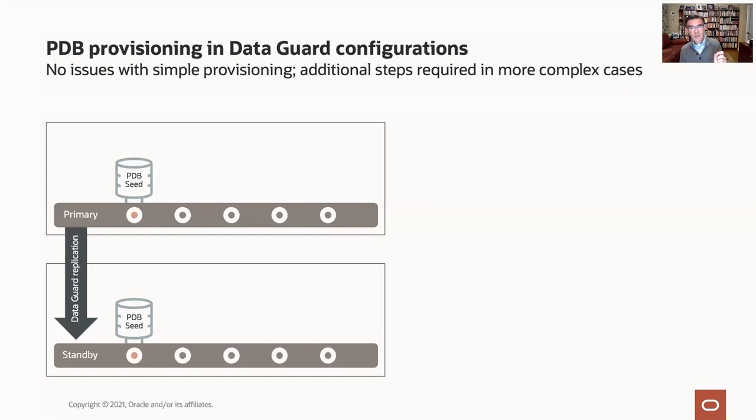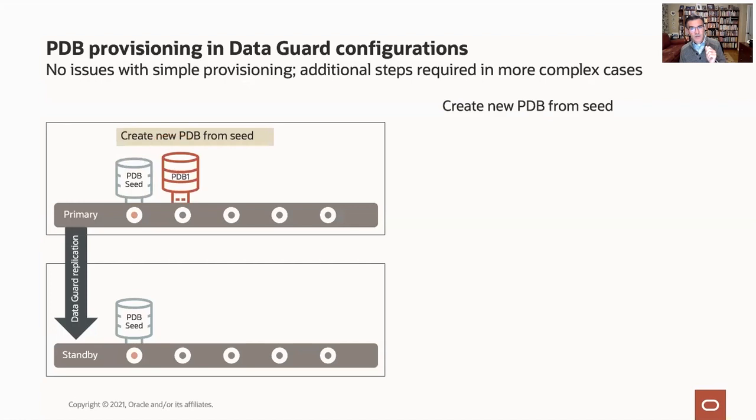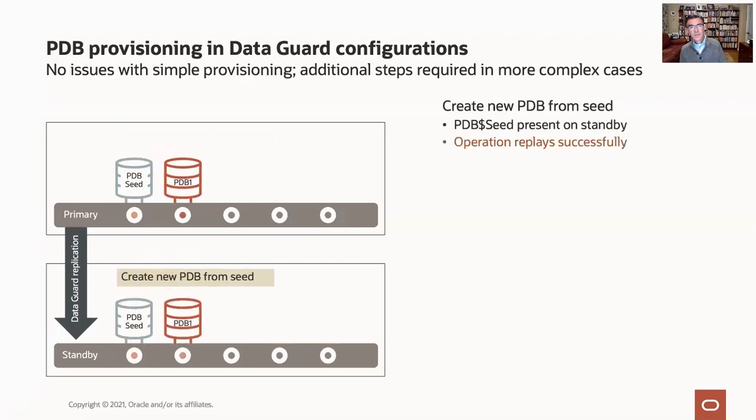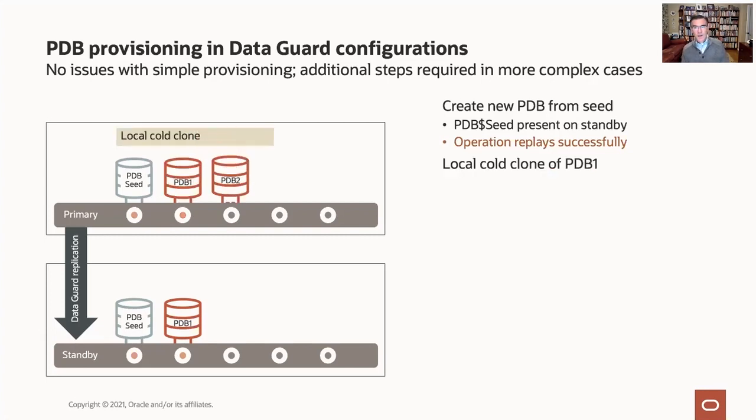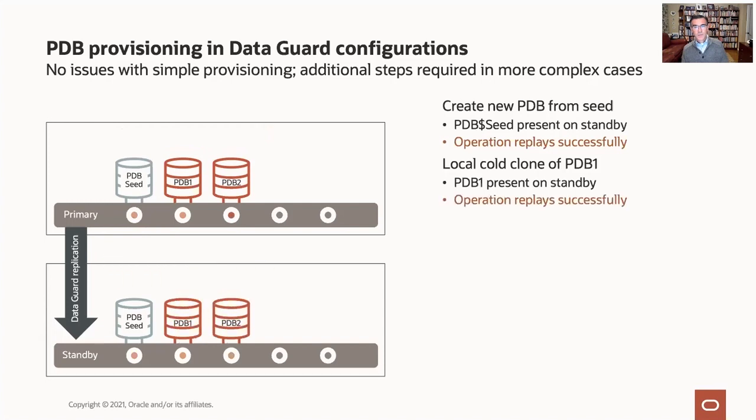And we begin with a new CDB with no customer created PDBs, only PDB$seed is present in this initial state. And when we create a new PDB from seed, the create PDB operation replays successfully on the standby. And this is possible because PDB$seed, including its data files, is already present on the standby. So the new PDB is created successfully on both the primary and the standby. Similarly, a local cold clone, that's a clone of a PDB already present in the primary and open read-only, will succeed and replay successfully on the standby because it is already present in the standby, including all the data files necessary to process the operation.